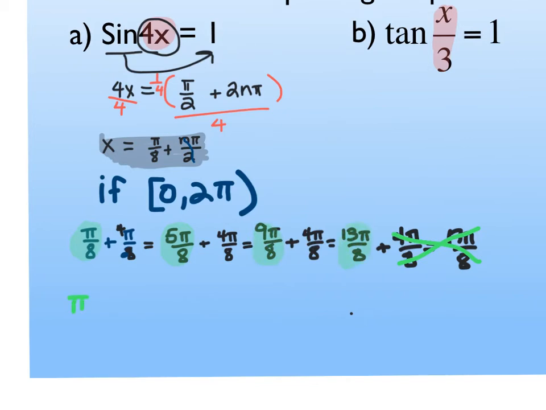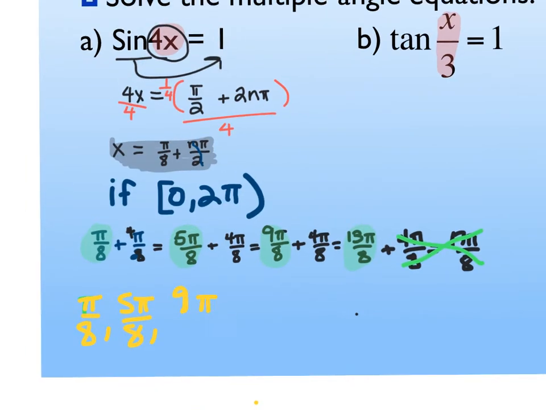So pi over 8, 5 pi over 8, 9 pi over 8, 13 pi over 8. All 4 of those are within that range. So again, if it doesn't give you the interval, then you just want to make the same adjustment to your 2n pi that you do to your angle. If it does give you the interval, then you have to treat n as 1, n as 2, n as 3. Keep going until that number has become bigger than 2 pi.